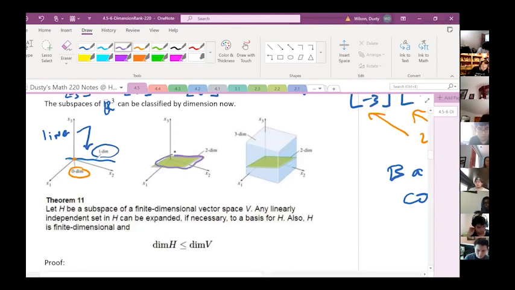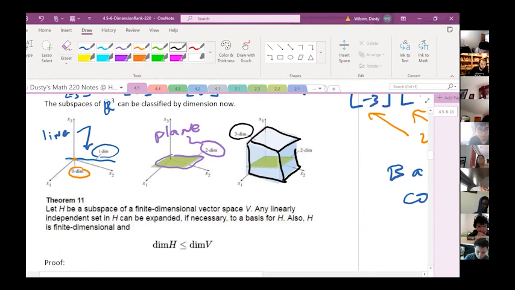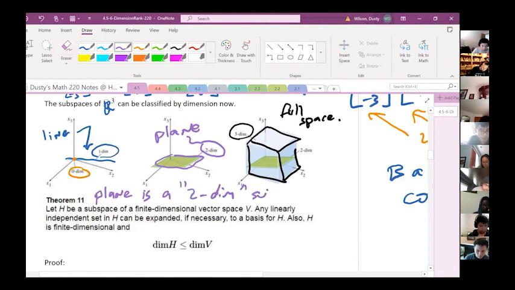A plane is going to be two-dimensional. And if you fill out the whole space, then you're going to have three dimensions. So it now makes sense to talk about a two-dimensional subspace of R3. Let me change colors. Something like that.